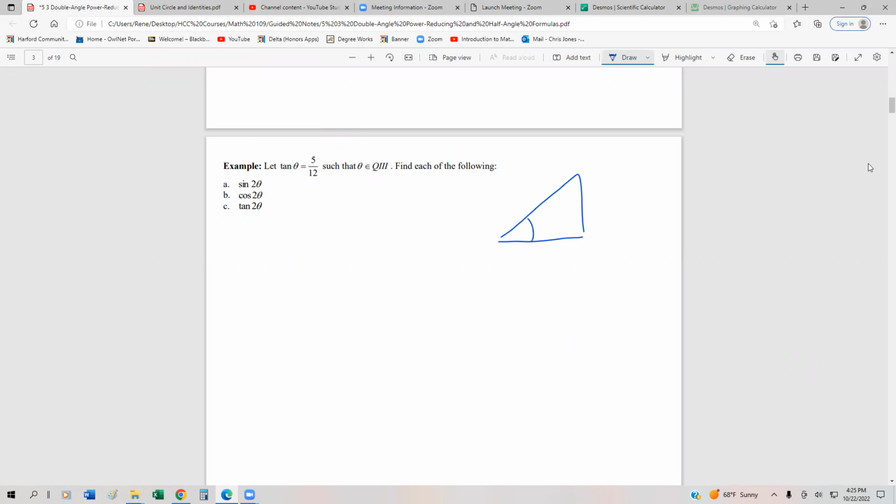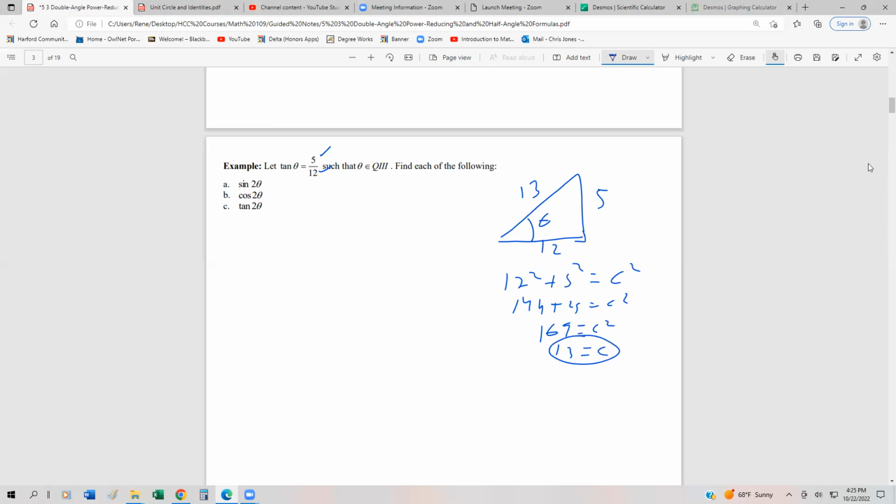So let's say this is theta. Remember, tangent is opposite over adjacent, so that's going to be 5 and 12. And we know that this is going to be 13. We've probably seen this Pythagorean triple a lot, but just in case we don't know it, 12 squared plus 5 squared equals c squared. That's 144 plus 25 equals c squared, so 169 equals c squared, and 13 equals c.